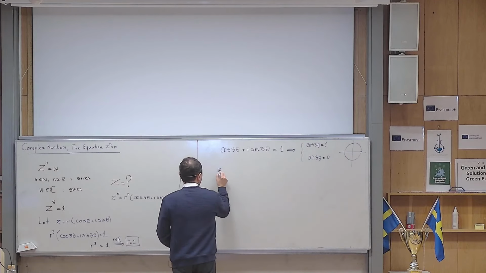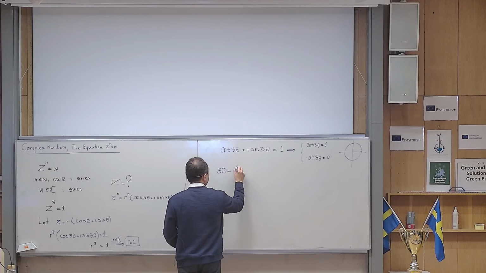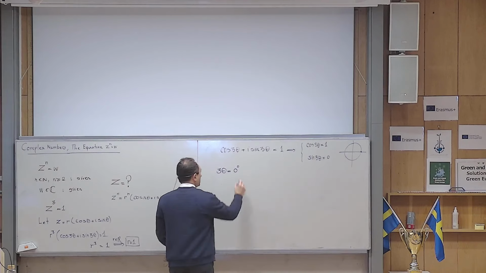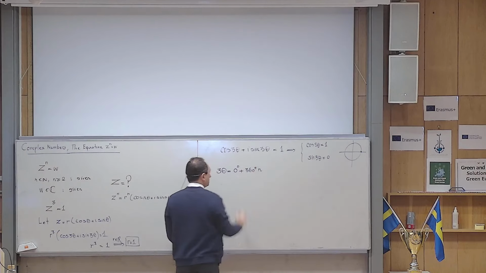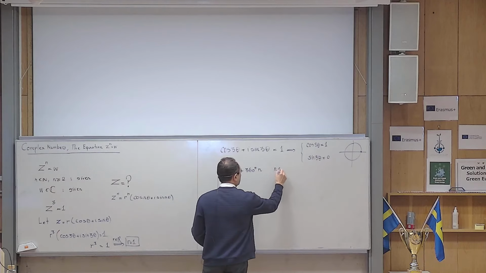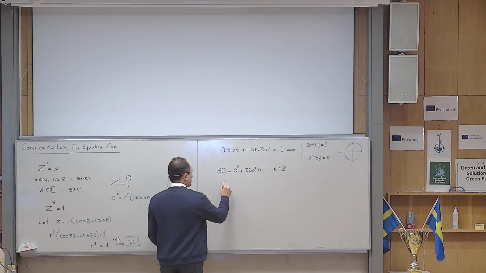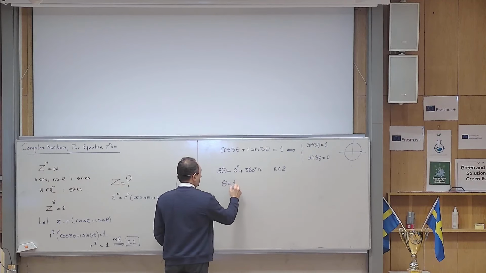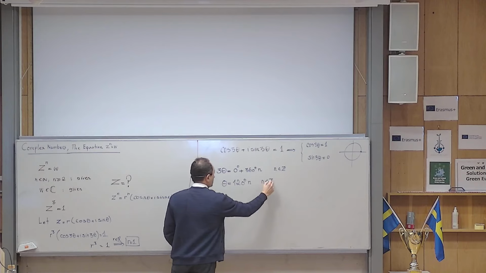I can say 3 theta is my angle, which is 0. Let me write it in degrees. And then plus 360 degrees times n, yes, and then n belongs to Z. And I'm looking for theta, so I divide by 3, so it becomes 120 degrees times n, n belongs to Z.